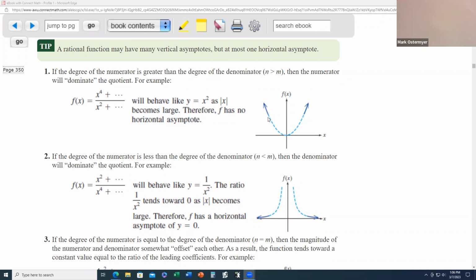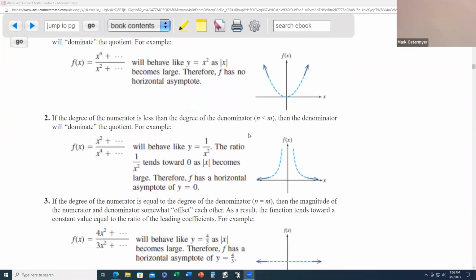If we have an even degree polynomial with a positive leading coefficient, or a negative leading coefficient for that matter, the graph will be going upwards to the left and right or downwards to the left and right, in which case there is no horizontal asymptote, because as x becomes small or large, this graph never does settle down towards a horizontal line. So you can see why such a function would not have a horizontal asymptote in that situation.